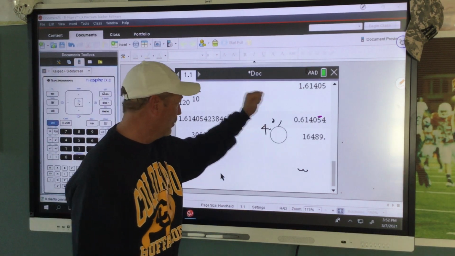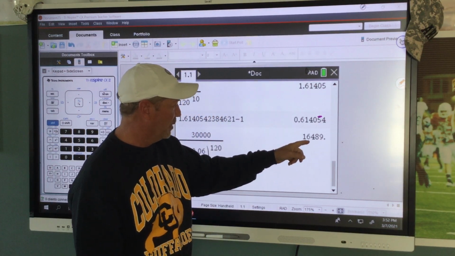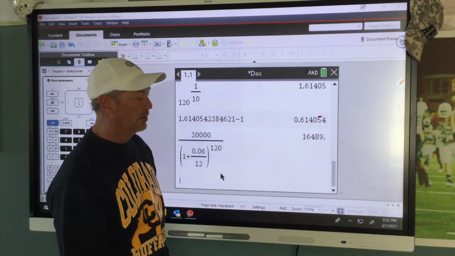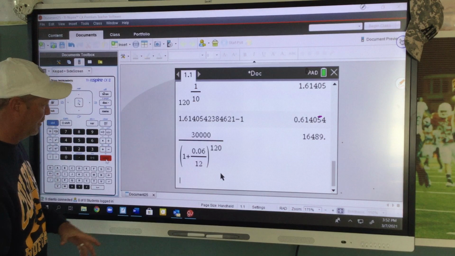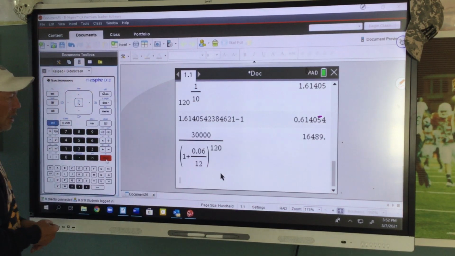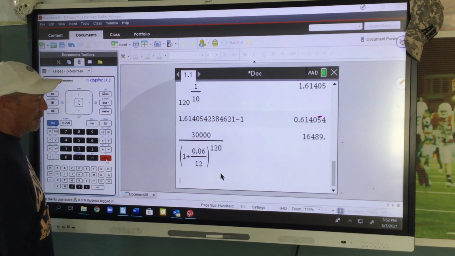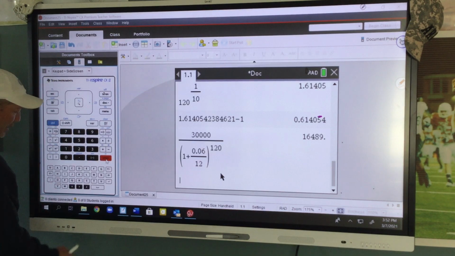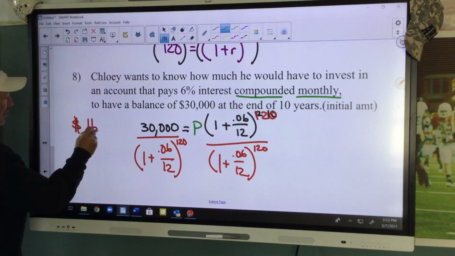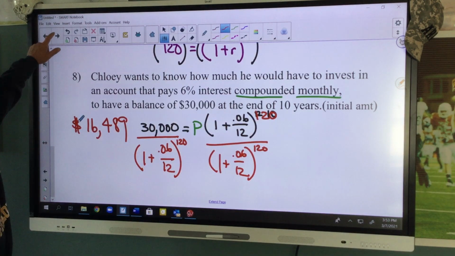And this, get this out of the way, last problem. We're going to need an initial investment of $16,489. That's if they ask you to round to the nearest dollar. Make sure you read your problem, see what they want you to round to, because they may ask you for the change. 16,489. There we go.